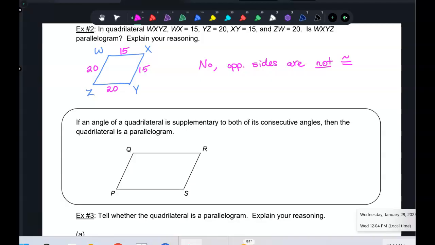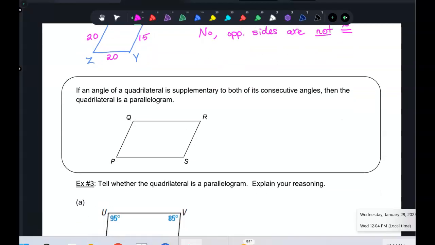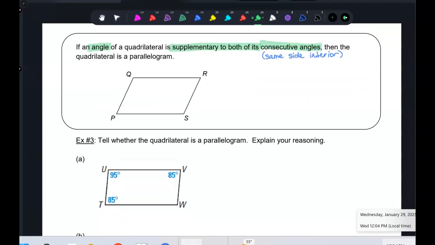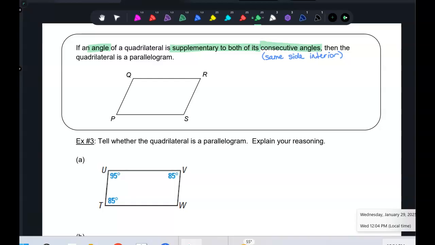Okay, supplementary angles. Which ones were supplementary? Do you remember what they're called? Same side interior or consecutive. Those are the same thing, actually. So if we have an angle that is supplementary to both of the consecutive angles, I'll give you an example. If we say this is 70 degrees, and then this one is 110, and this one is 110.